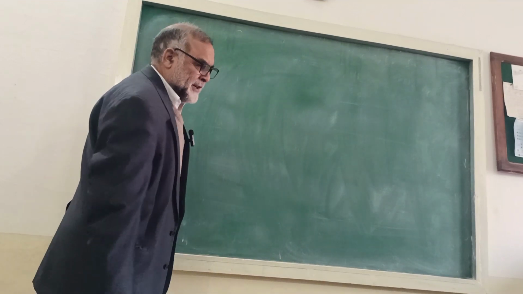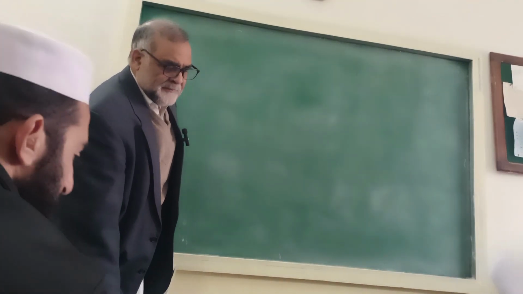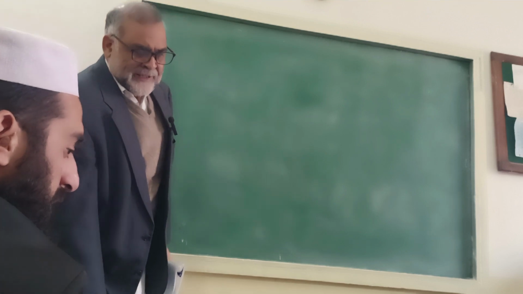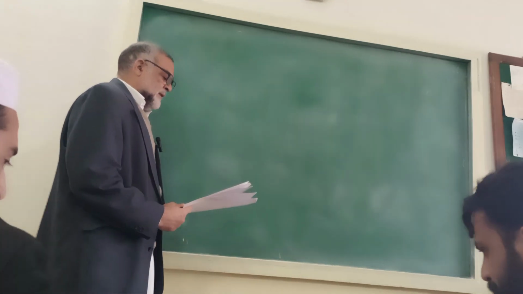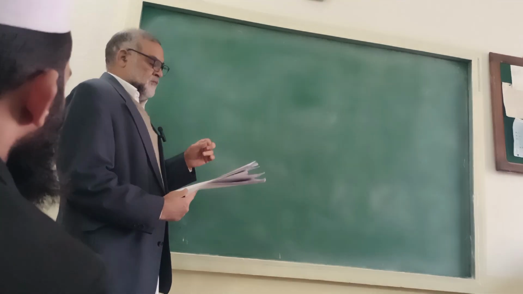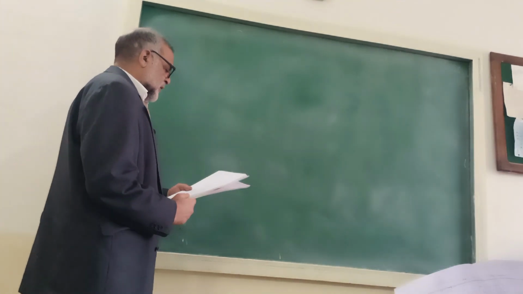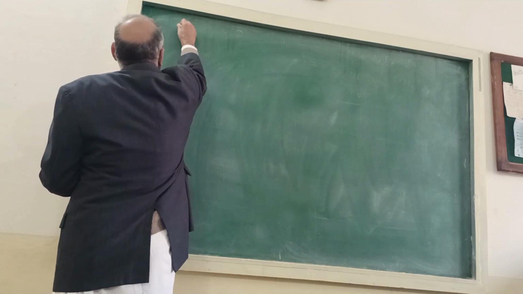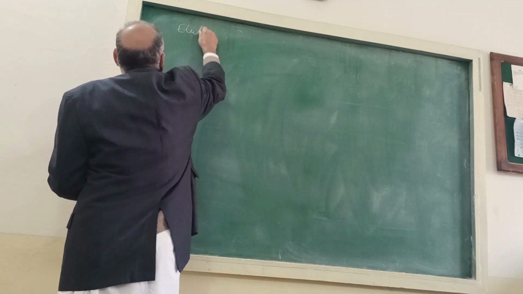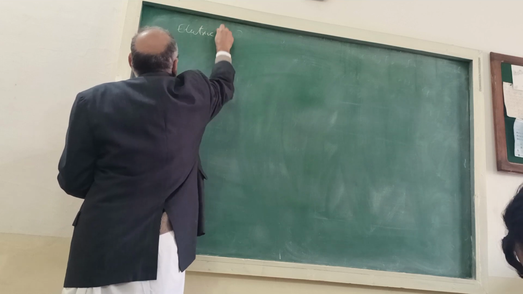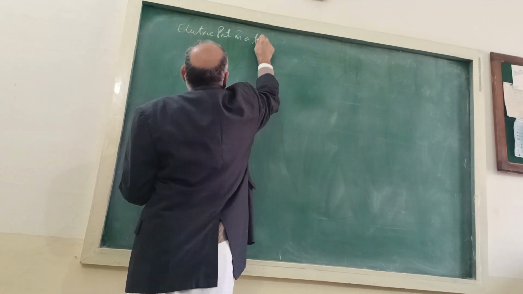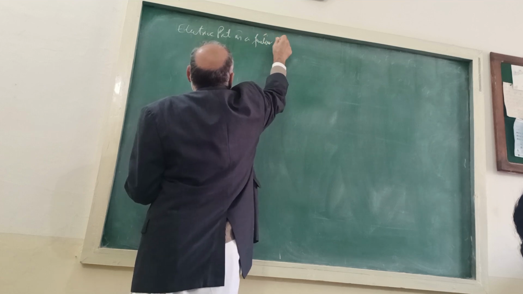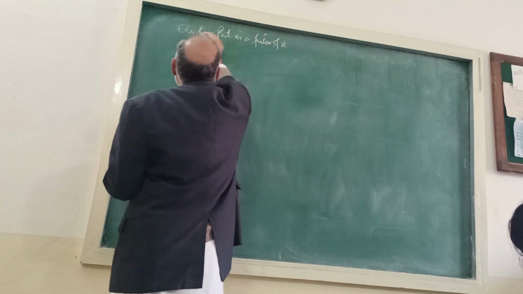Let us find now the potential in the space charge region as a function of the distance from the metallurgical junction. Electric potential is a function of x.